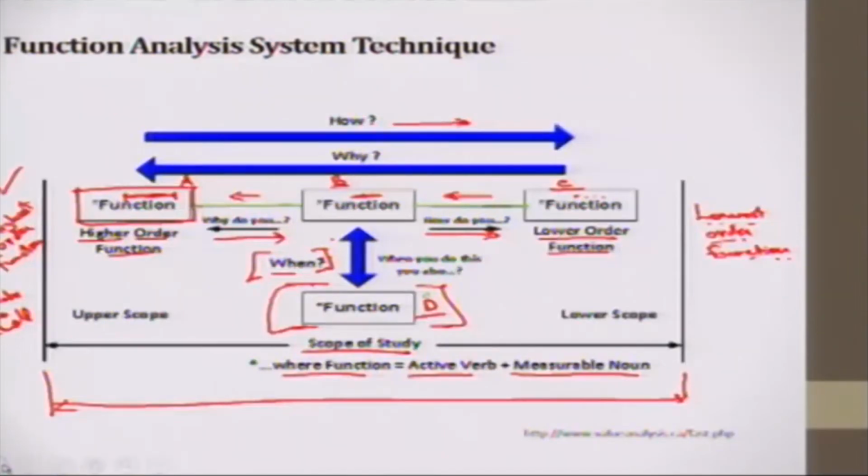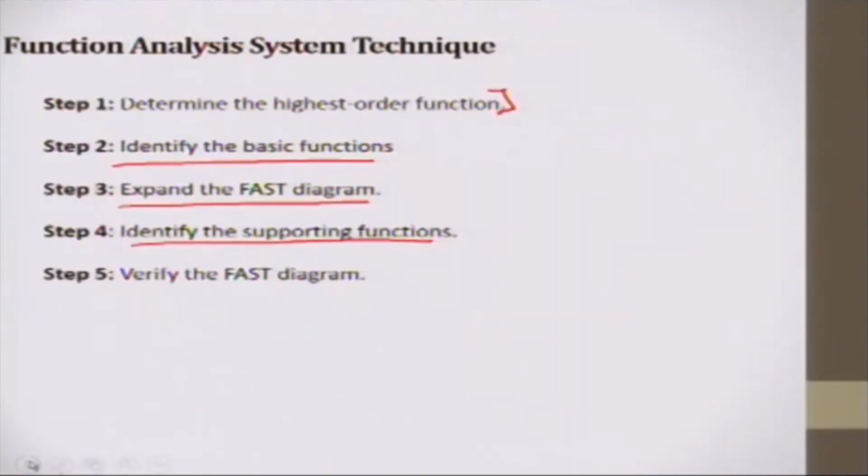So any unnecessary function can only be a support function. The primary or basic functions cannot be unnecessary functions. This is a very important point, please make a note: the unnecessary function can only be a support function. Then we verify the FAST diagram.